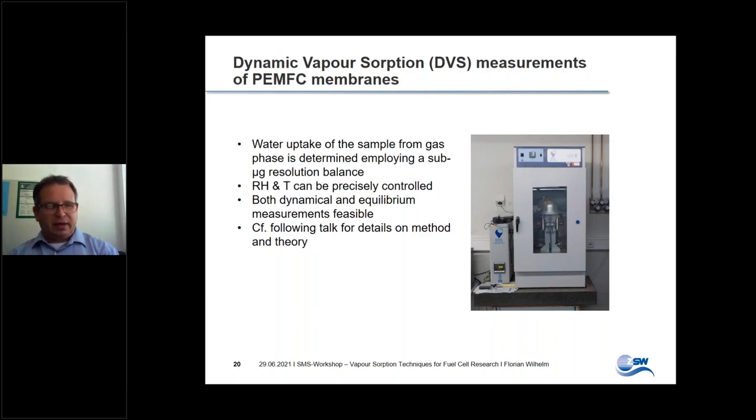During the experiment, the relative humidity and temperature can be precisely controlled. And this makes both dynamical and equilibrium measurements feasible. What I'm going to show you is some examples for equilibrium measurements, but also dynamical measurements are very interesting if we want to gain some information on rates of adsorption and other properties. The details on methods and theory will also be shown in the following talk, so I'm not going to go too deep into detail here.